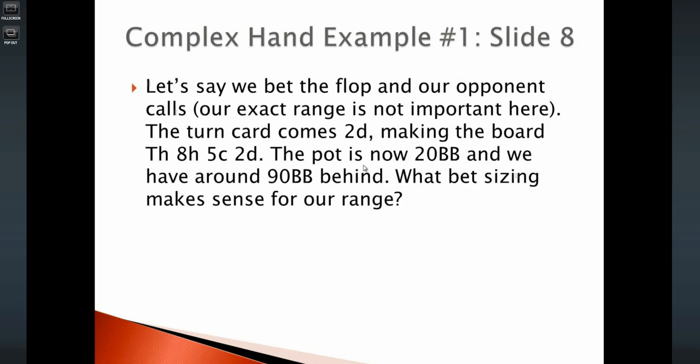Slide 8. So we're sticking with the same situation we've just been talking about. It's the same hand example. So we're in the cutoff and our opponent's in the button. So let's say we bet the flop and our opponent calls. Our exact range isn't important here, so this will still apply even if you're using ranges that are different than mine. The turn card comes 2 of diamonds, making the board 10 of hearts, 8 of hearts, 5 of clubs, 2 of diamonds. The pot is now 20 big blinds, and we have around 90 big blinds up behind.